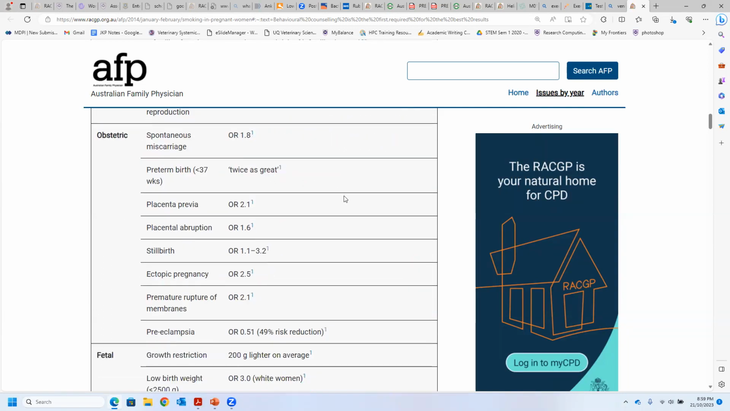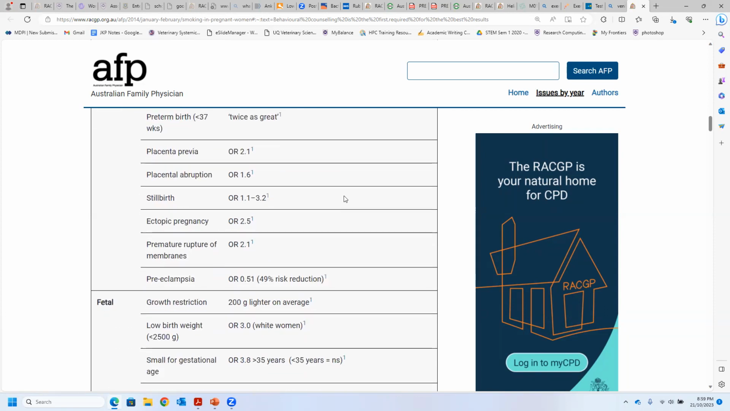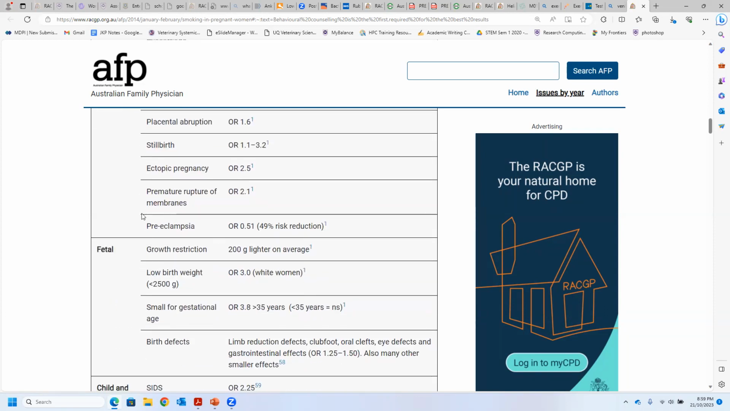Obstetric complications include that it can cause spontaneous miscarriage. It can cause preterm birth, placenta previa, placental abruption, stillbirth, ectopic pregnancy, and premature rupture of membranes associated with the preterm birth as well. Preeclampsia is very, very common.